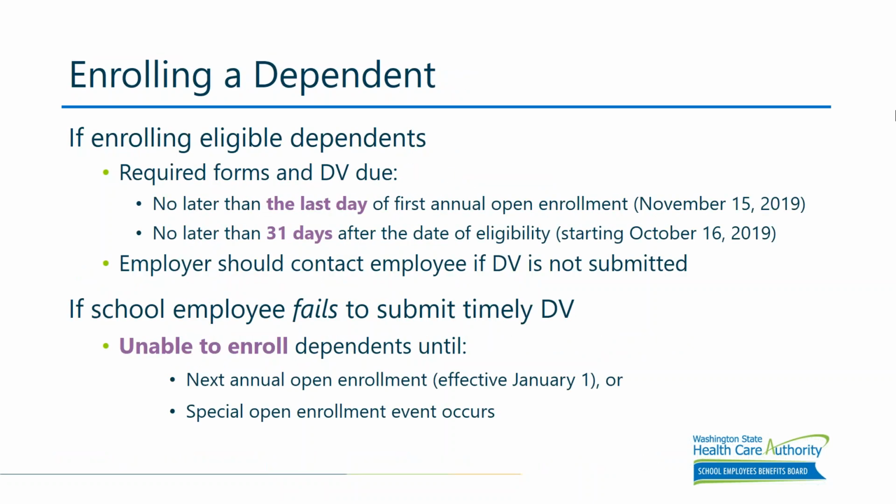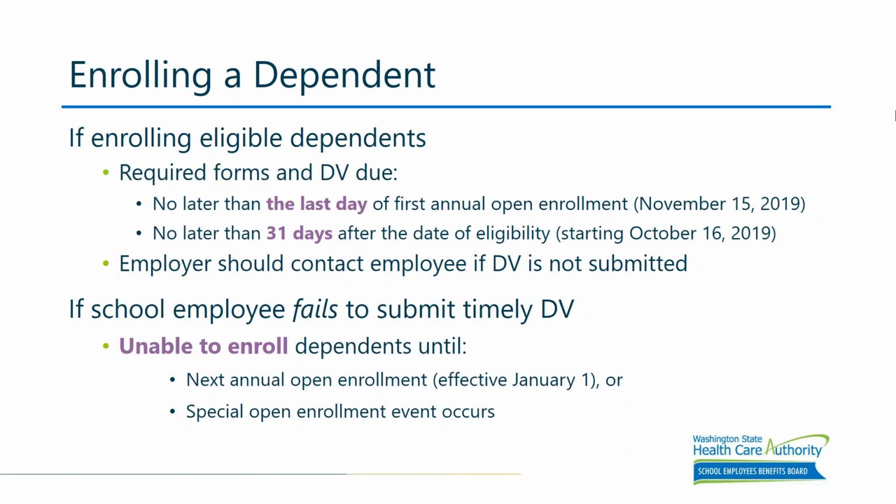Now, if a subscriber would like to enroll a dependent, they'll need to submit dependent verification and any required forms for that dependent. The deadline for first annual open enrollment is no later than November 15th. That's 11:59, November 15th, regardless of whether they are handing you that dependent verification or they're uploading it into SEBB My Account, which we'll talk more on here in a bit.